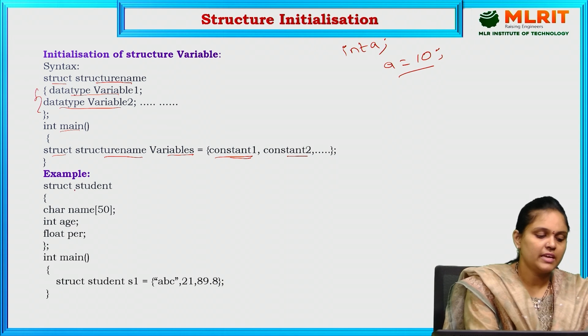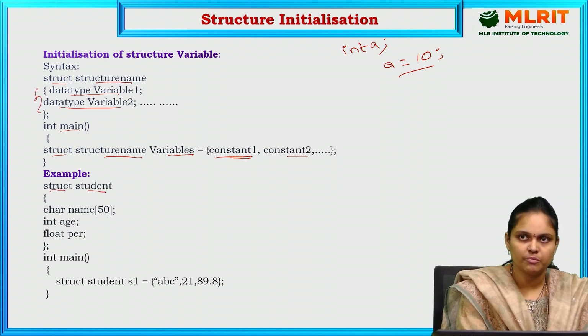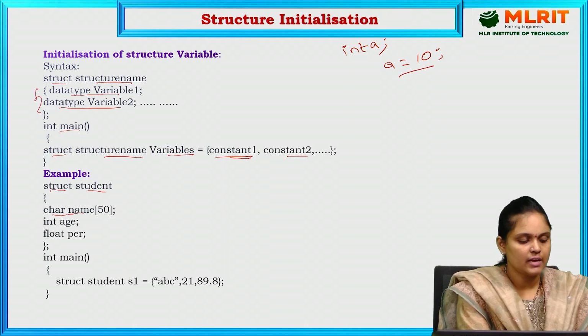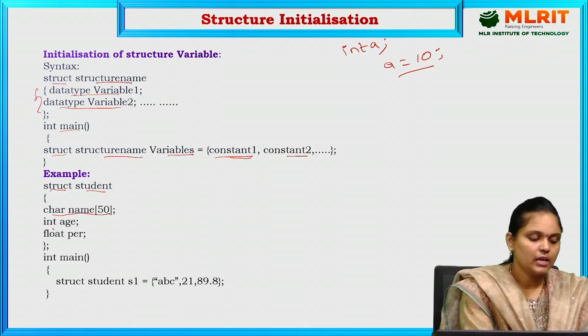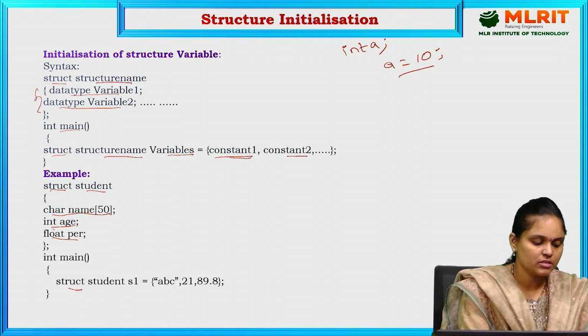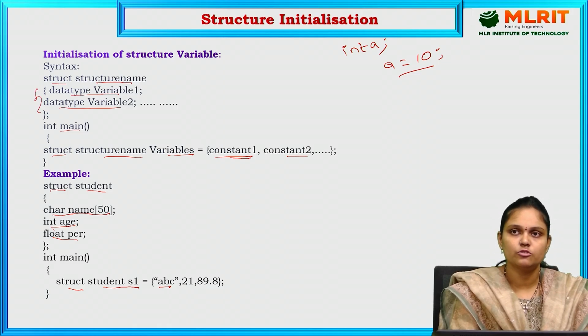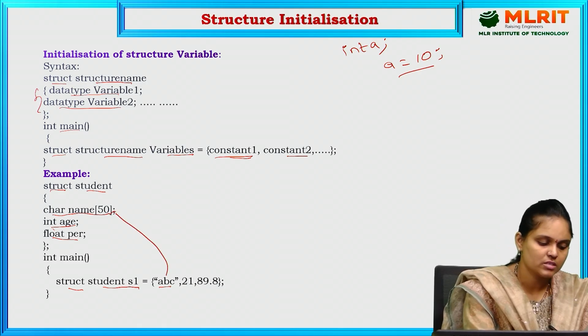Coming to this example, struct is the keyword that we are using, and student is the structure name that we have given. Next, char name of 50 bytes, int age, and float percentage. So three different data types are used here. Inside the main function, we have given struct student s1, and to the student we have given ABC. ABC is nothing but the name of that particular student, so this value will be assigned to name.